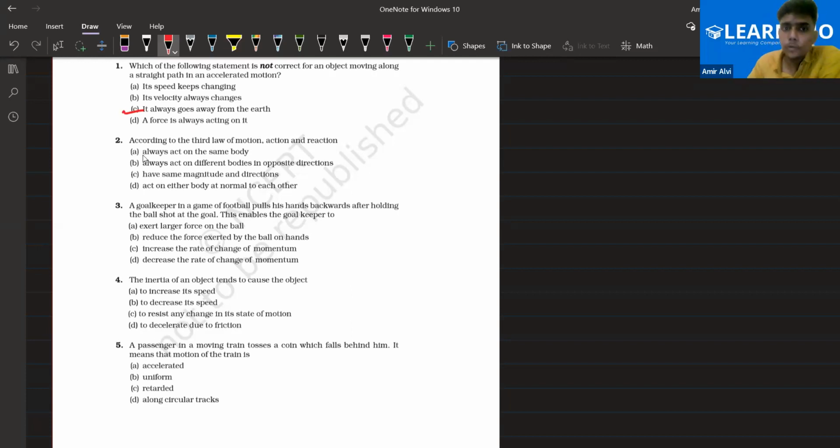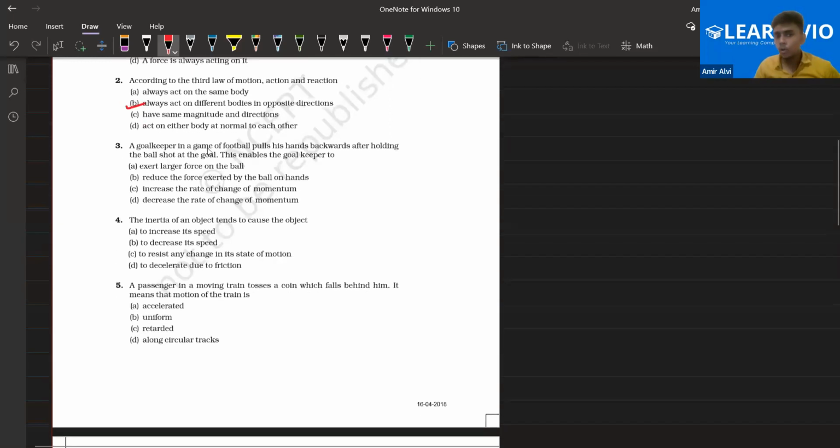So according to the third law of motion, action and reaction always act on different bodies in opposite directions. Suppose I'm having a pen and I'm pressing it. There will be an opposite force exerted by the pen on my fingers. So the reaction force is acting on my fingers, and the action force is acting on the pen. So the bodies are different and the directions are opposite. My fingers push inward towards the pen, and the reaction force is away from the pen, on my fingers, right? So opposite direction and on different bodies.